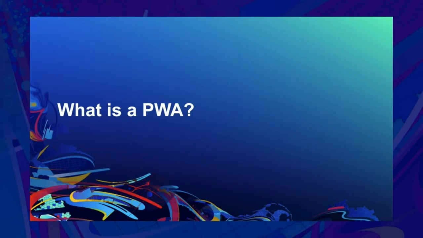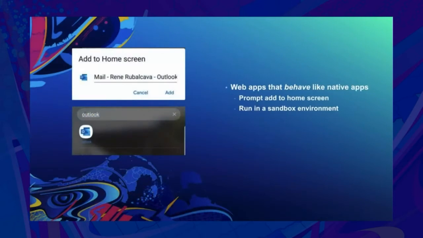So first off, what is a PWA? Something maybe you haven't really heard of before, or you have and aren't really too familiar with it. So progressive web apps are defined as web apps that behave like native apps. What that means is that you get prompted for them to get added to the home screen lots of times. And when they're added to the home screen, they actually run inside of a sandbox environment. So when you run them, they actually kind of look like a native application, and they can almost behave like it.